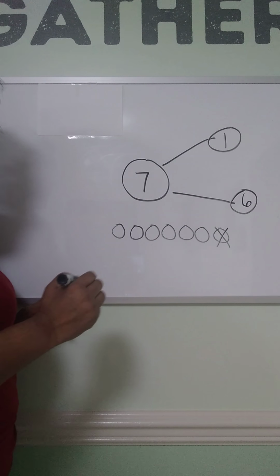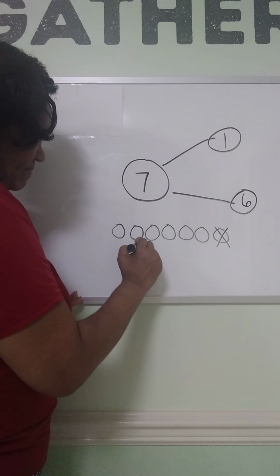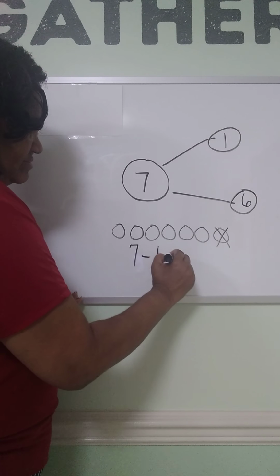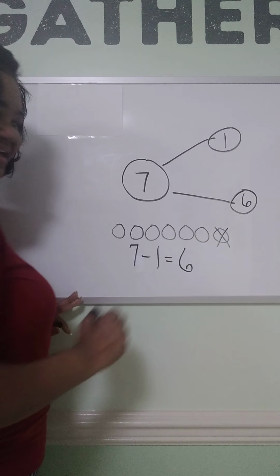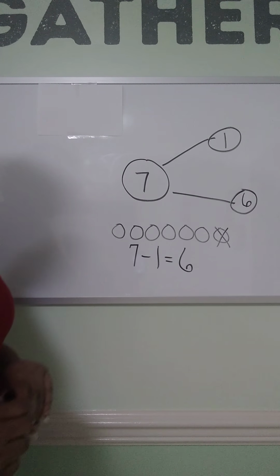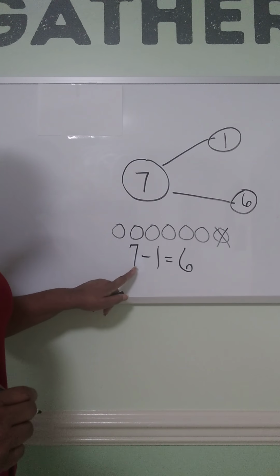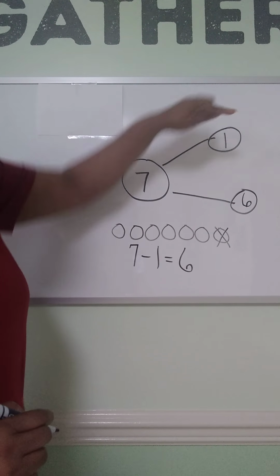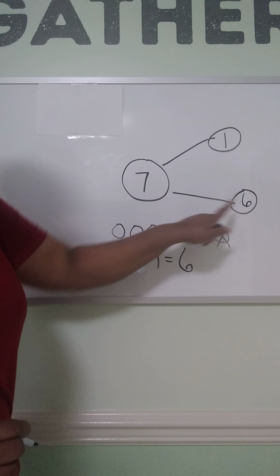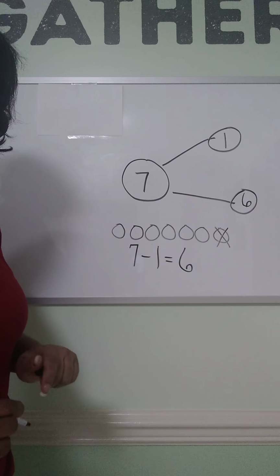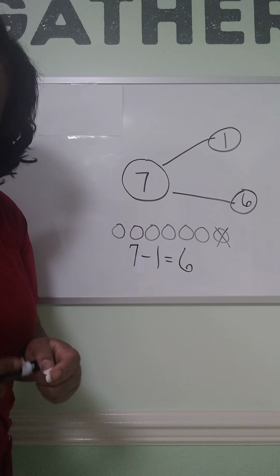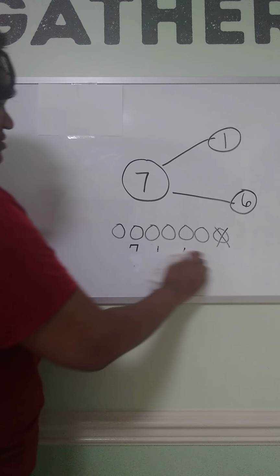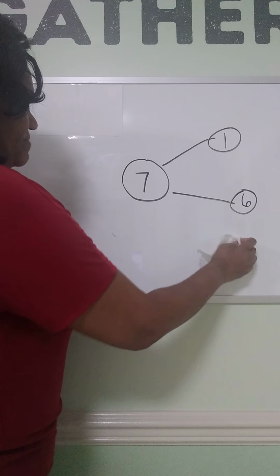And this is what it's going to look like. 7 take away 1 equals 6. That's what it looks like. 7, which is there, take away 1 equals 6. And the 6 is how many we have left. Okay? Let's keep on going. Do a couple more.